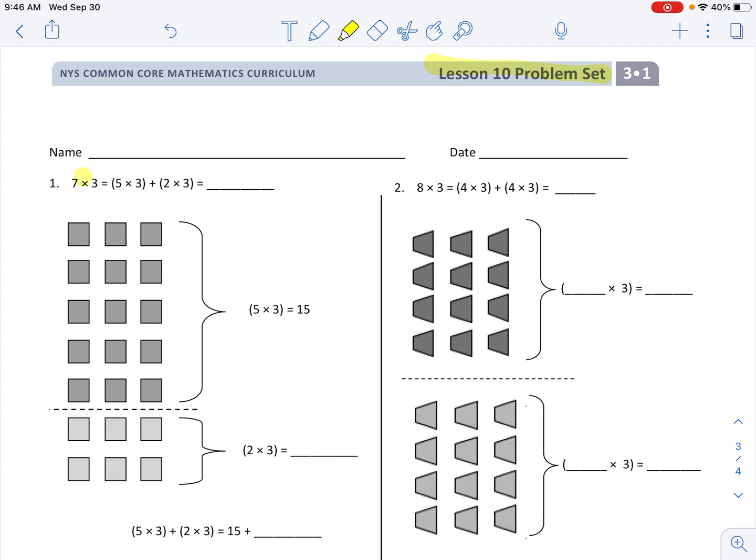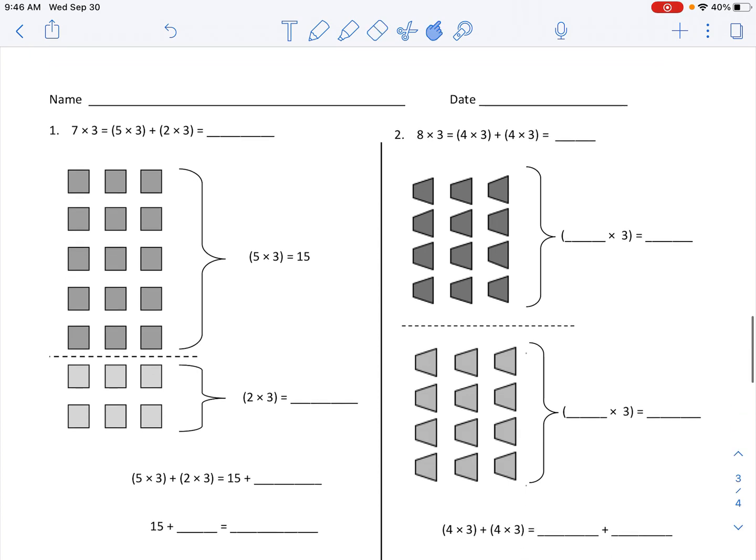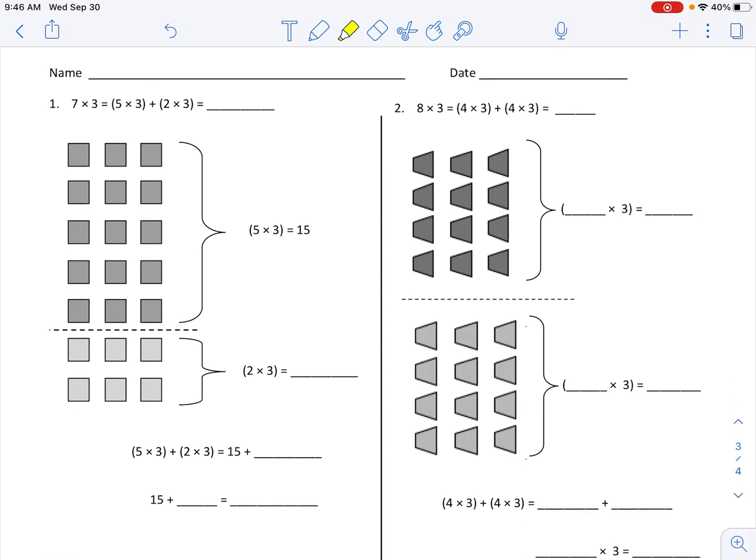So this first problem says 7 times 3 is the same thing or equals 5 times 3 plus 2 times 3. Well, I want to look to see where I have to fill in answers. Okay, so if I look at problem number 1, I have an answer to put here, here, here, here, and here. I want to make sure I'm putting in all of my answers. Let's take a look at what this is telling us.